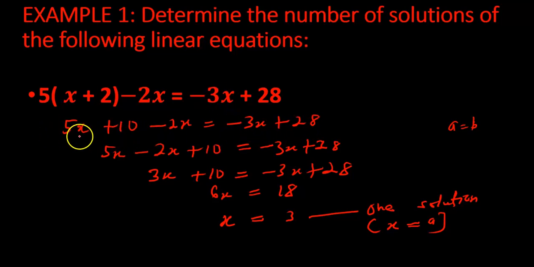If you collect like terms, I'm going to have 5x minus 2x plus 10 is equal to minus 3x plus 28. And that gives you 3x plus 10 is equal to minus 3x plus 28. Then if you move this minus 3x to the right hand side, you're going to have 3x plus 3x, that will give you 6x equals 28 minus 10, that gives you 18. By the time you divide both sides by 6, you have x equals 3. This is a case of s equals a, and that is one solution.